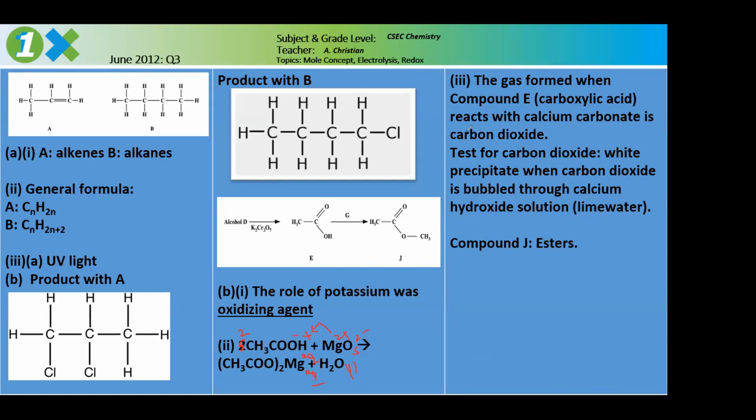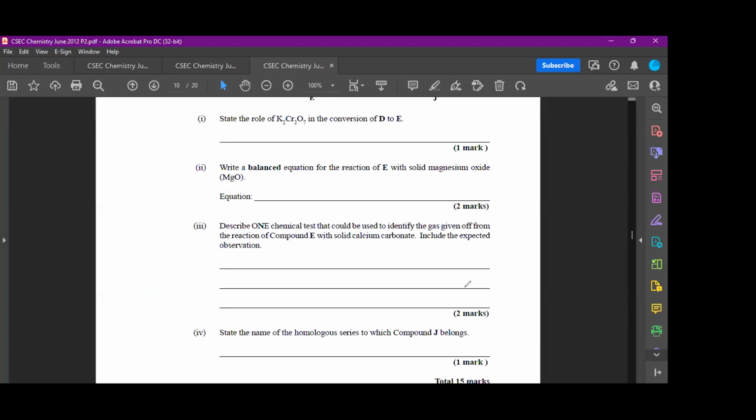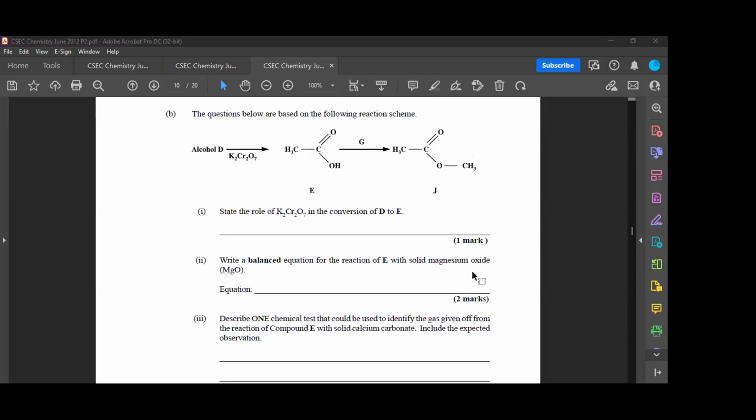Now, the next question is, describe one chemical test that could be used to identify the gas given off from the reaction with compound E and solid calcium carbonate. Anytime they ask you about calcium carbonate, there's only one gas that you're testing. What gas is that? Carbon dioxide.